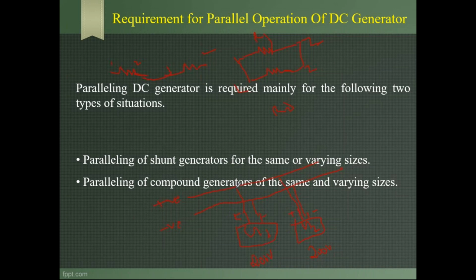These two terminals are connected to the positive wire, and similarly negative is connected to the negative wire. So this is the way we are connecting that parallel operation. Now, for paralleling the shunt generators, they can be of the same or varying sizes. For the same sizes and same rating, it can be done. Similarly for compound generators. So these are the two different requirements for the parallel operation.